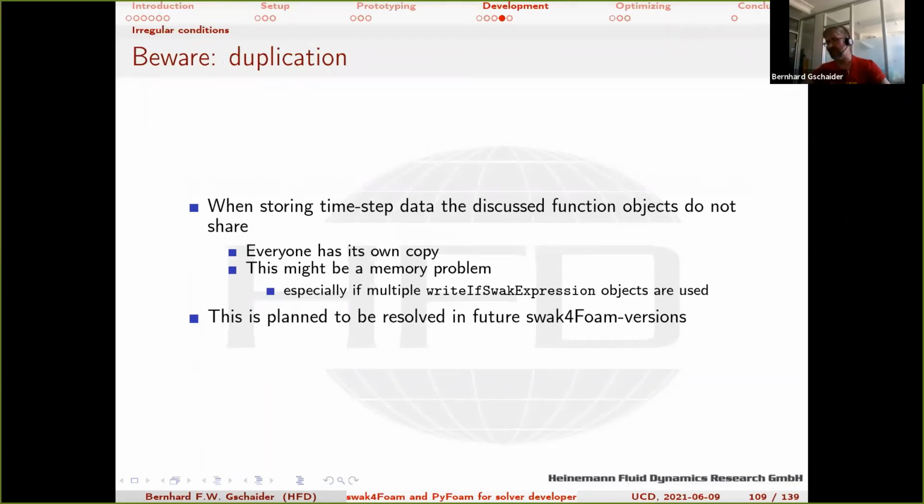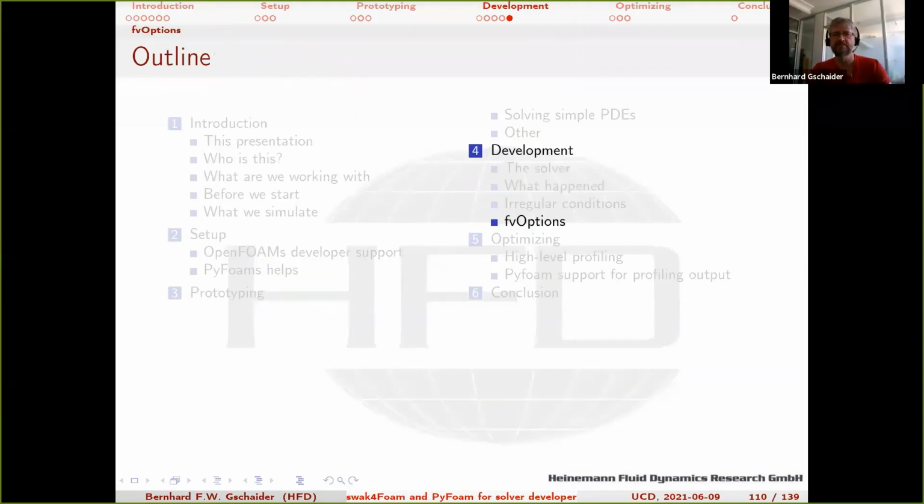One thing to be aware of, I said that these function objects need a lot of time. Beware that you don't duplicate. Beware that each of these function objects does the copying of time steps on its own. So if you use a lot of them, you use a lot of memory. In further OpenFOAM swak4Foam versions, I'm planning to improve this.